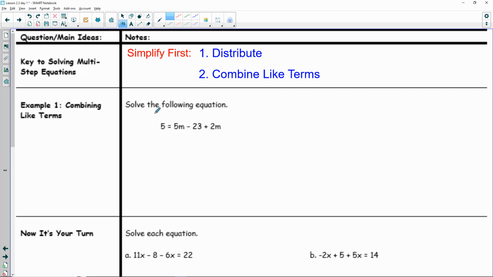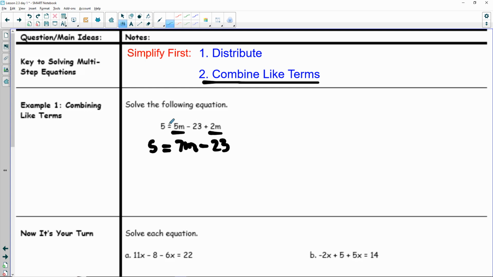To solve this equation, it has more than 2 steps involved. The first thing you need to do when solving this equation is to combine like terms. So you look at the right-hand side of the equation, 5m and 2m, those are like terms. And when you add like terms, you just add the coefficients. So 5m plus 2m is 7m. And you write down the rest of the stuff. Minus 23 equals 5.